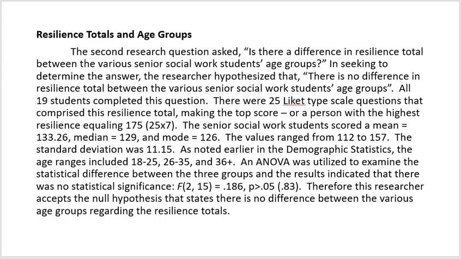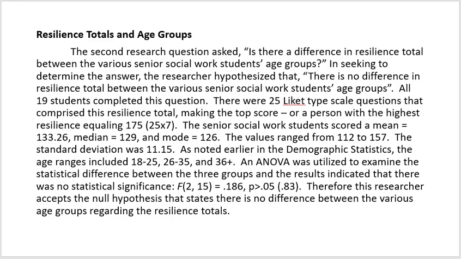There were 25 Likert type scale questions that comprised this resilience total, making the top score, or a person with the highest resilience, equaling 175. The senior social work students scored a mean of 133.26, a median of 129, and a mode of 126. The values ranged from 112 to 157. The standard deviation was 11.15.